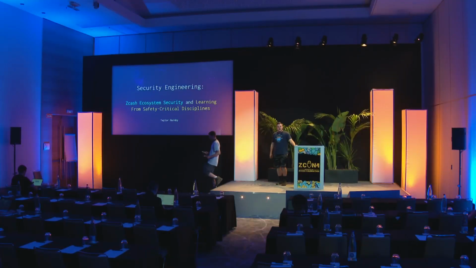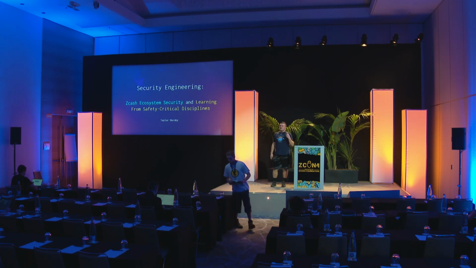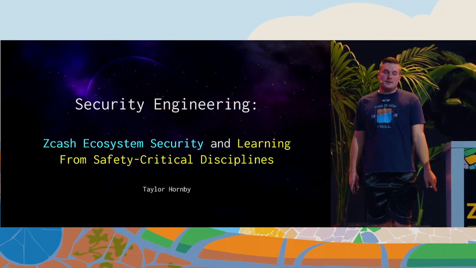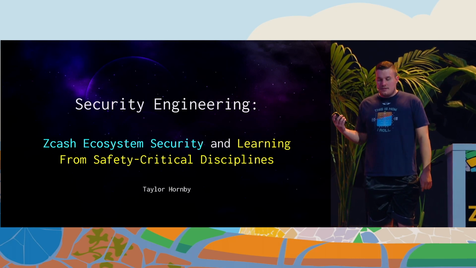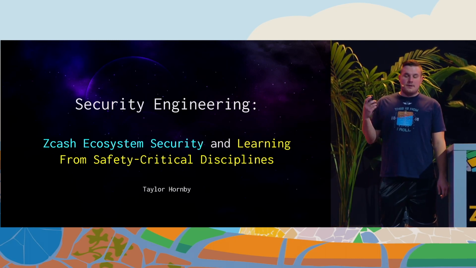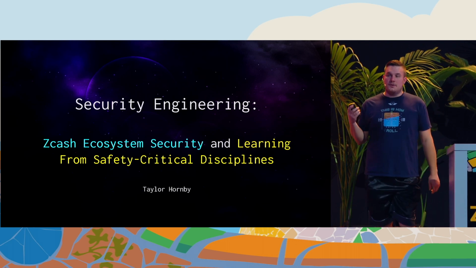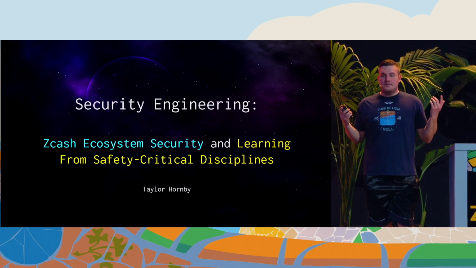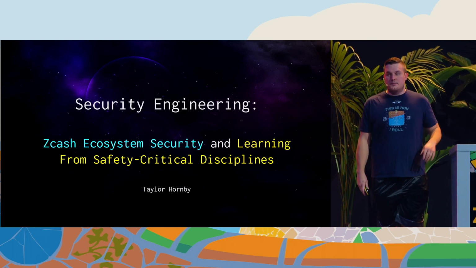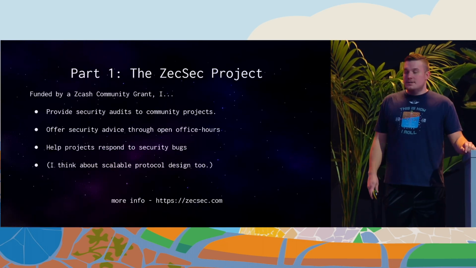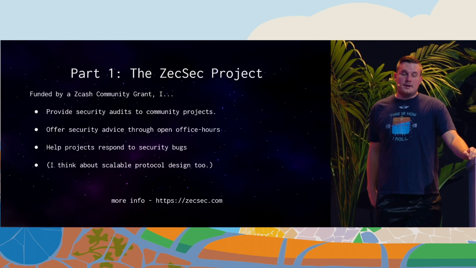Awesome, thank you. So this talk is about two things, really. The first part is an overview of the work I've been doing for a Zcash community grant to do security audits and stuff for the Zcash ecosystem. And the second part is a general talk about security engineering. Basically, some lessons we can learn from safety engineering that should help you make your software engineering teams able to make more secure software and things like that. So let's start off with the work I've been doing for my grant.